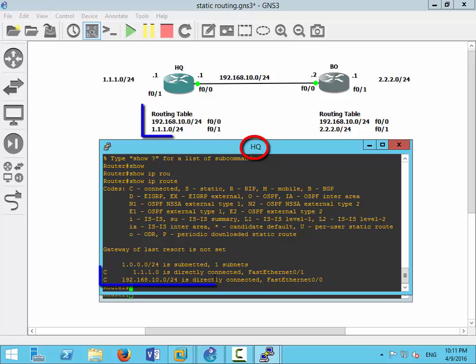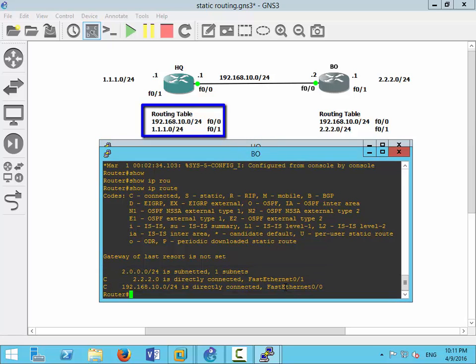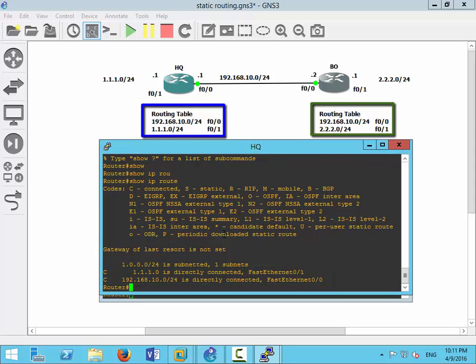Router HQ knows about network 192.168.10.0/24 and 1.1.1.0/24. Router BO knows about network 192.168.10.0/24 and 2.2.2.0/24. At this moment, our HQ router has no idea how to reach network 2.2.2.0 because there is no entry in the routing table regarding this network.